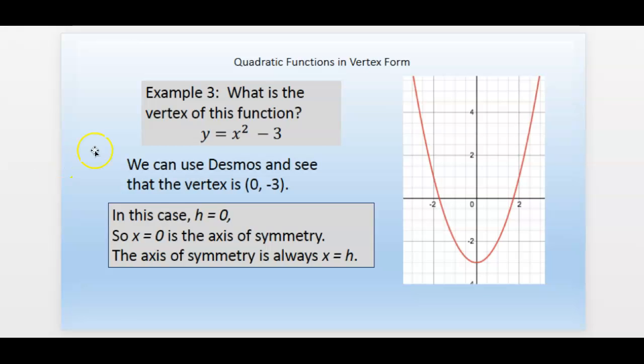The next one just says x squared minus 3. There's nothing inside here with the x squared, so h, the x-coordinate of the vertex, is 0. H is 0. But negative 3 moves it down 3 from the origin. So the vertex is 0, negative 3. X equals 0 is the axis of symmetry here again.